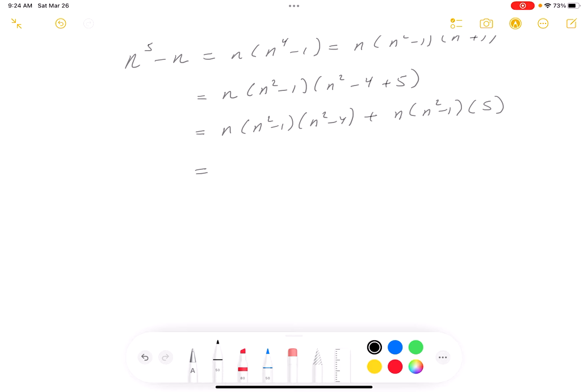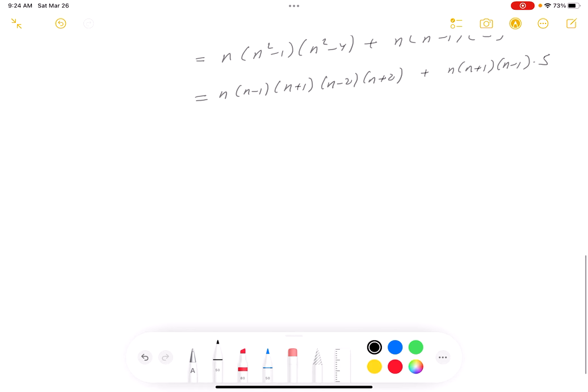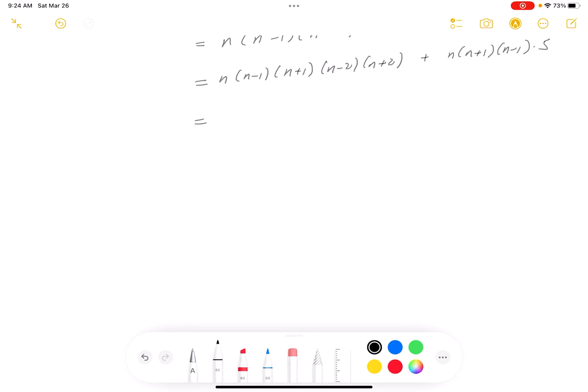One step at a time. What do you get over here? (n minus 1)(n plus 1)(n minus 2)(n plus 2). Whoa, is this ever going to end? Plus (n plus 1)(n minus 1) times 5. I'm going to write them a little bit differently: n minus 2, n minus 1, n, n plus 1, n plus 2, underlining these as I go along. That's 5 consecutive integers.